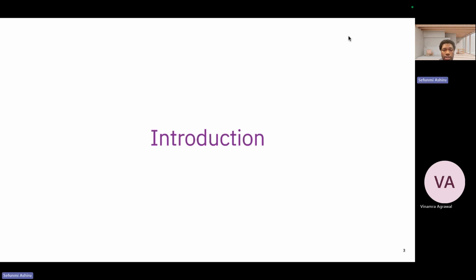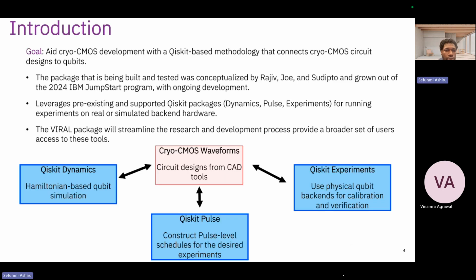So, starting with the introduction. Our goal for this project was to aid in cryo-CMOS development with Qiskit-based methodologies that connect cryo-CMOS circuit design to qubits. The package that was built and tested was conceptualized by Joseph, Joe, and Sedipto and grown out in 2024's IBM Jumpstart program, with ongoing developments still happening. Their team is looking for help, so if you're interested in this type of work, I'd be happy to share more information afterwards.